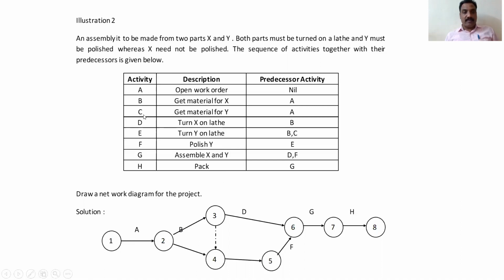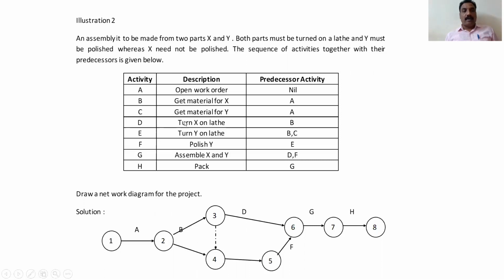Now activity C. Activity C is again preceded by A, which means it cannot start from here. It must satisfy this condition: C must be preceded by A, so if you want to start, A must be completed. Here you have to draw one more arrow from 2. We have already given 3 here, so now you give number 4 here. Write on the arrow, this is activity C.